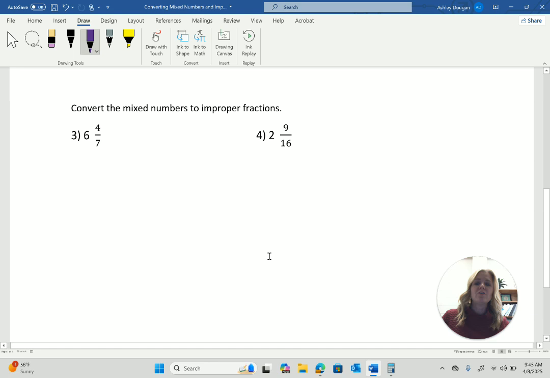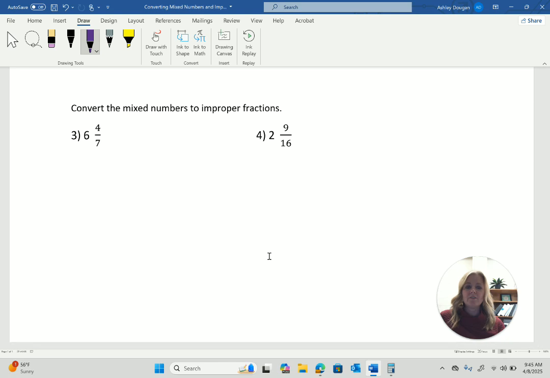But let's look at what if we started with a mixed number. So mixed numbers are whole number and fractions. For number 3, I have 6 4/7. That means I have 6 whole pieces and then 4/7 of another piece. I don't quite have 7 pieces, right? I have 6 whole pieces and then a little bit more, some of that whole piece. So 6 4/7. I want to change that to an improper fraction because those make it much easier to work with when they're in fraction form. And the way that we do that is we multiply the denominator by the whole number. So I'm going to multiply.